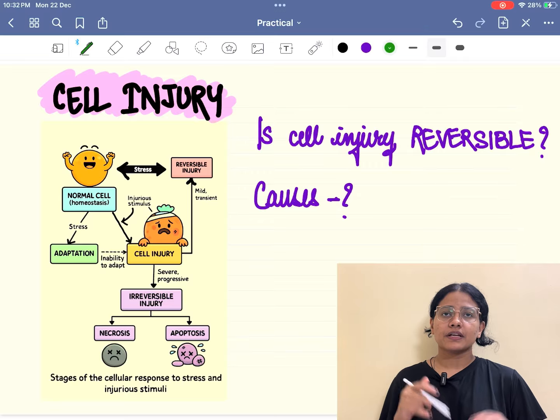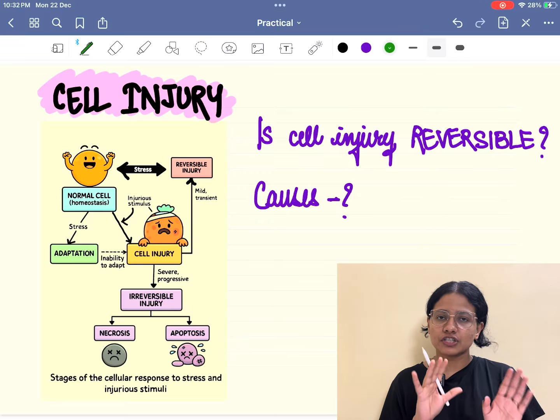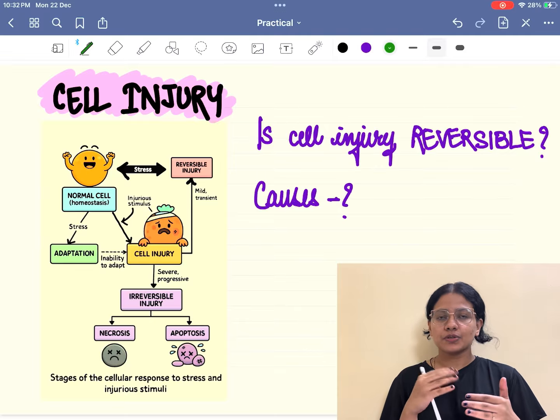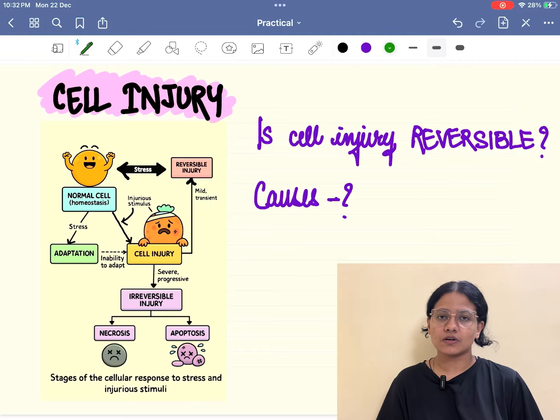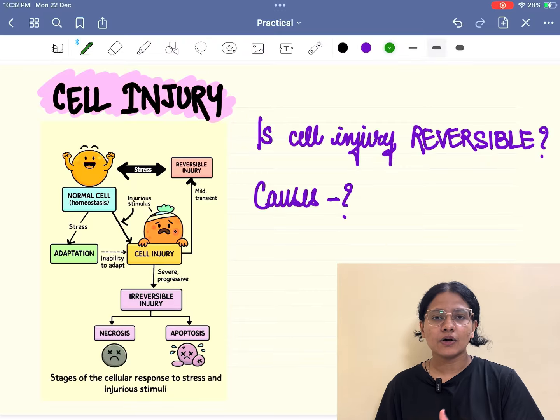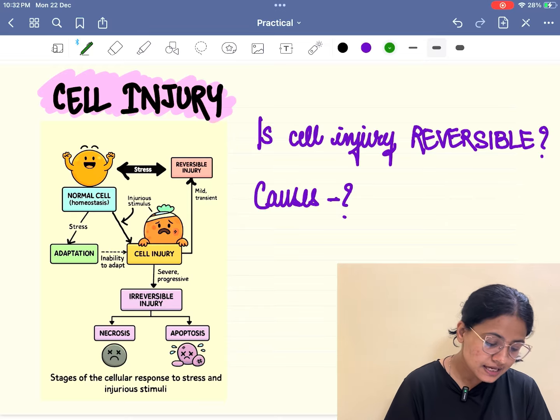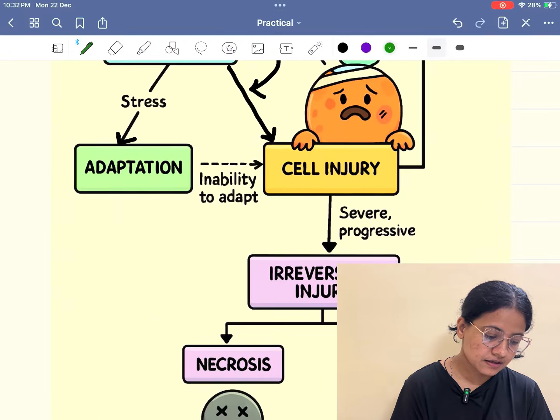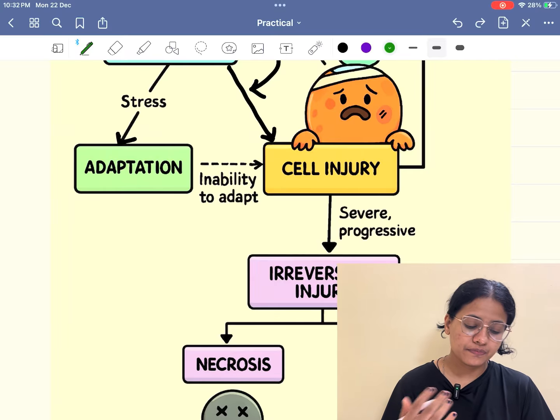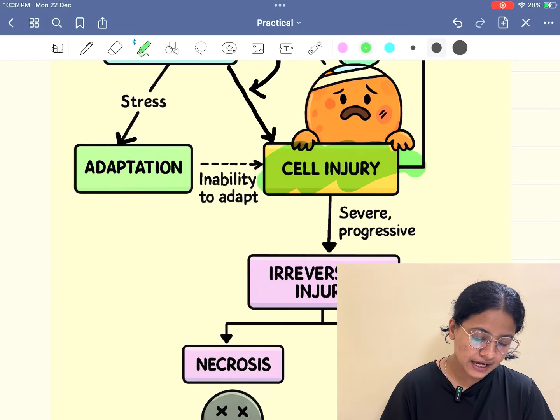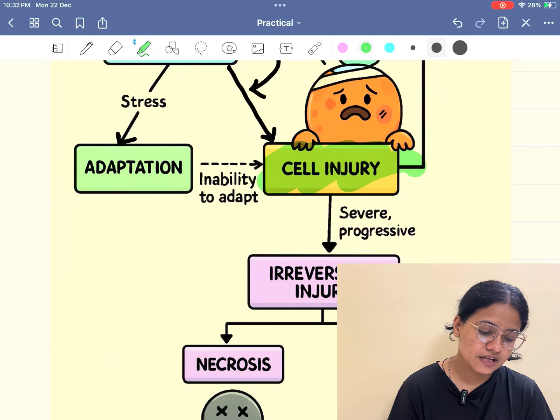So imagine any cell which is normally functioning in the body, when it has a stress, so what happens? Usually it's like for us human beings also, when there is a stress we try to adapt to it, but when we cannot adapt, a cell is also like that. When you cannot adapt, what happens? Cell injury occurs. Okay, there will be cell injury, and when cell injury is long term, severe and progressive, what happens? It becomes irreversible cell injury.